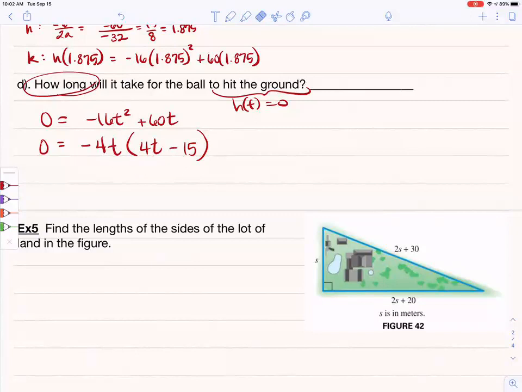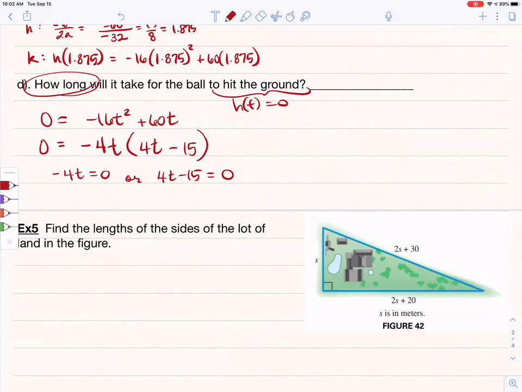Okay, so zero product property says take each piece and set them equal to 0. Make yourself some little mini equations. So I've got negative 4t equals 0. There's my first factor equals 0. Or 4t minus 15, there's my second factor equals 0. This is the zero product property. I gave it to you on video. This is a review from Math 101 and Math 102, so that's why I didn't take the time to teach it in class.